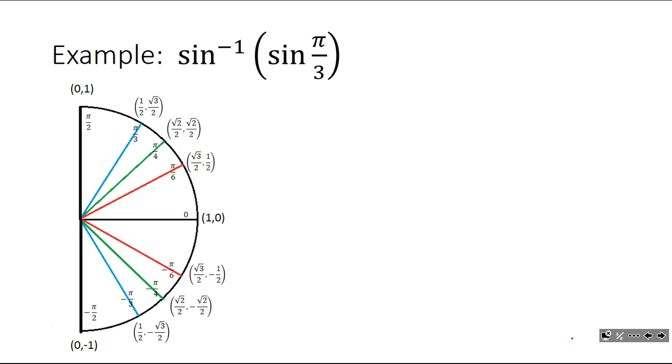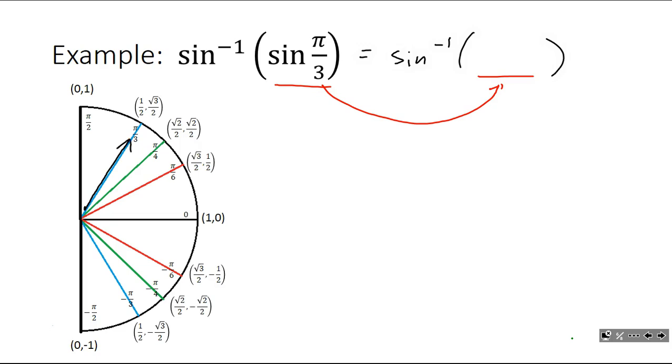So here's what we do. We would first work out the inside function here. We'll leave the outside function for next. So working out the inside function, what is the sine of pi over 3? We look for the angle pi over 3. We find it easily enough here. And the sine value of pi over 3, remember sine is the y value, so that would be the square root of 3 over 2.